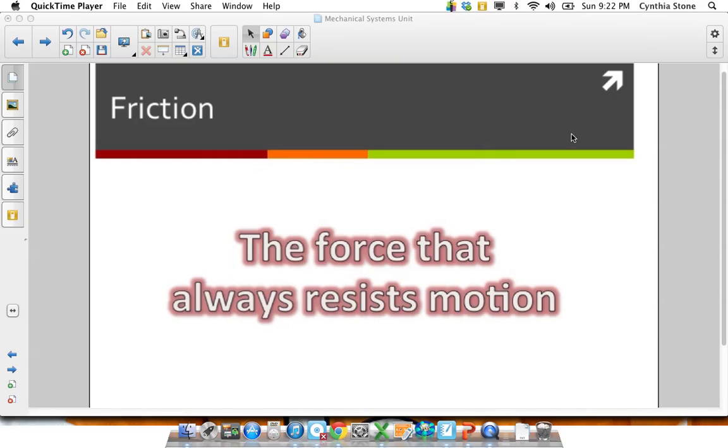But friction is the force that always resists motion. So it's always in the opposite direction of motion, always, no matter what the case is. It could include air resistance, though we don't generally include that in our type of calculations. We focus on friction between surfaces.